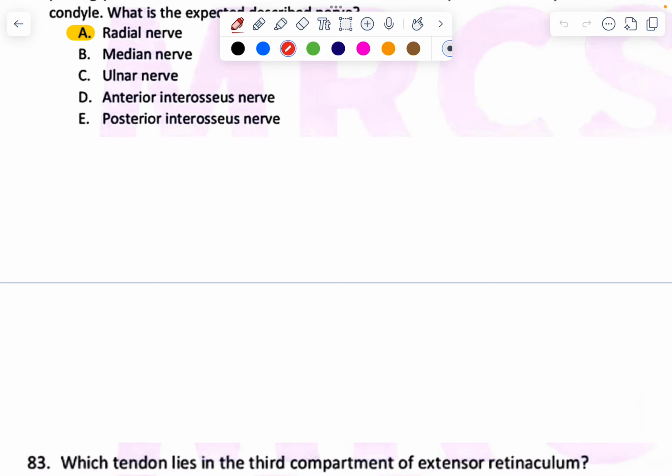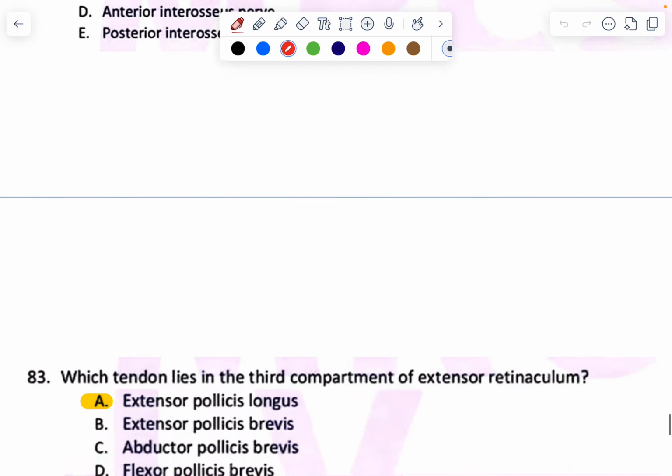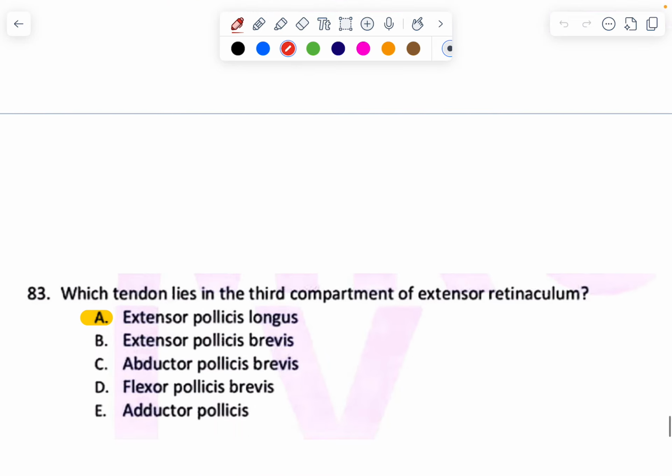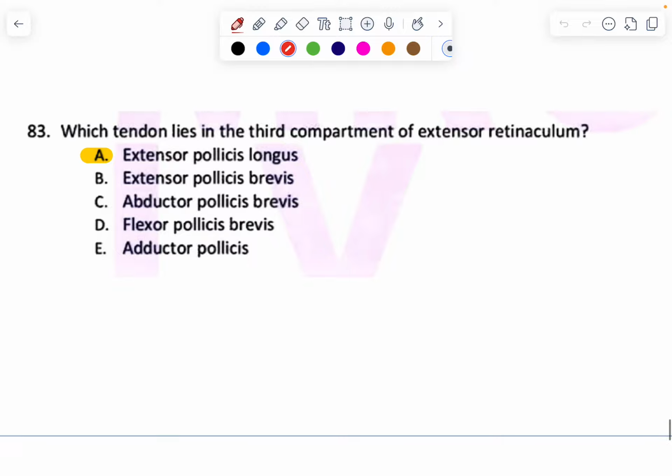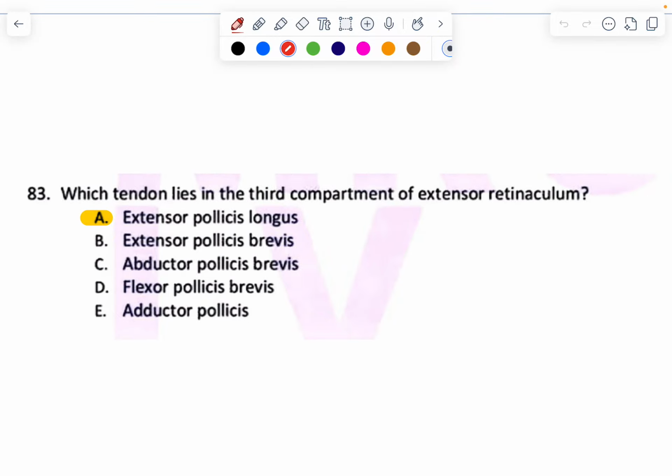Which tendon lies in the third compartment of the extensor retinaculum? So it is first, second, third. This is the snuffbox, extensor pollicis. The first is the lateral border of the snuffbox: abductor pollicis longus and extensor pollicis brevis. These are the two, B and C are the two.